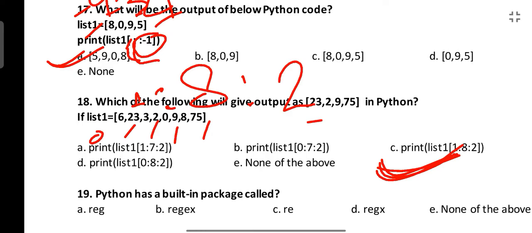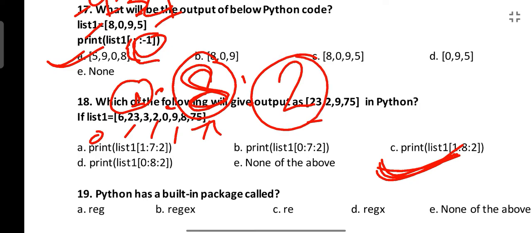If you want to access till this point, you have to give an index 1 more than the required index. So 1 to 8 means it will start from the first index and end at the 7th index, and 2 means a gap of 2.